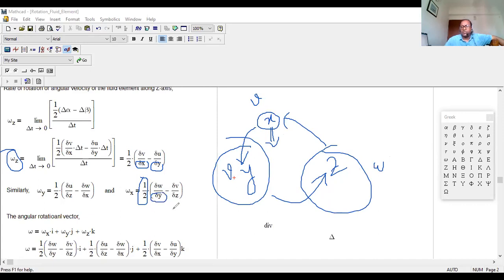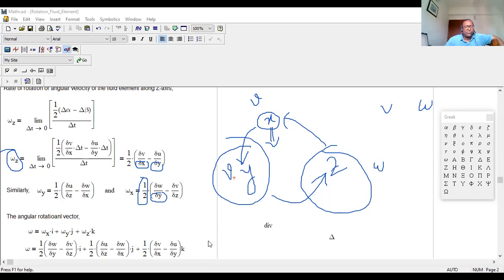Now you try to figure out angular velocity along x-axis. So you have to take velocity v and w. You already take del y, so over here will be del w. Then minus other axis del z and velocity y-axis del v. So it's easy. You need to remember the sequence.